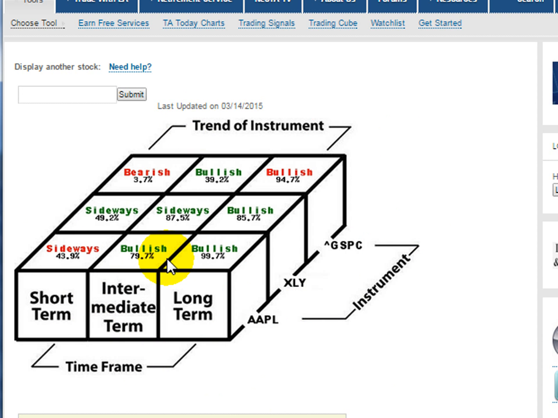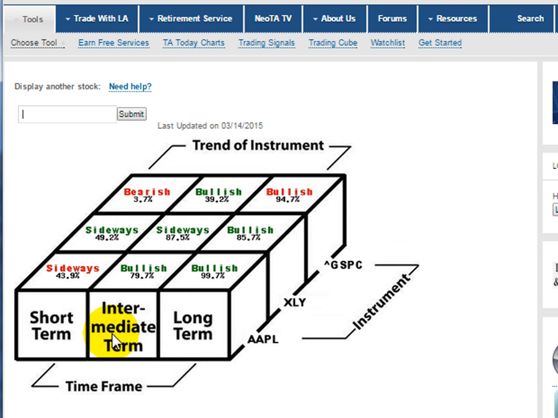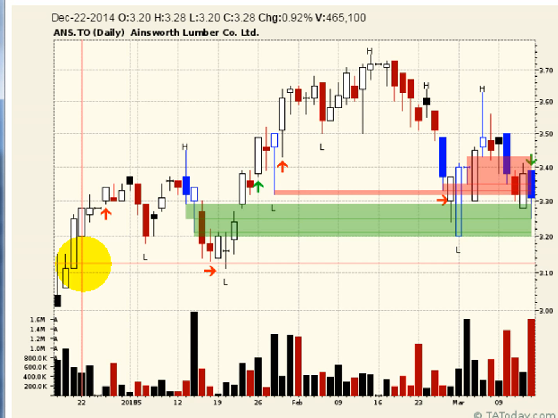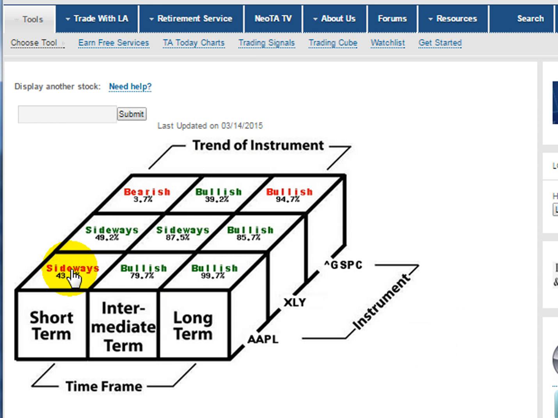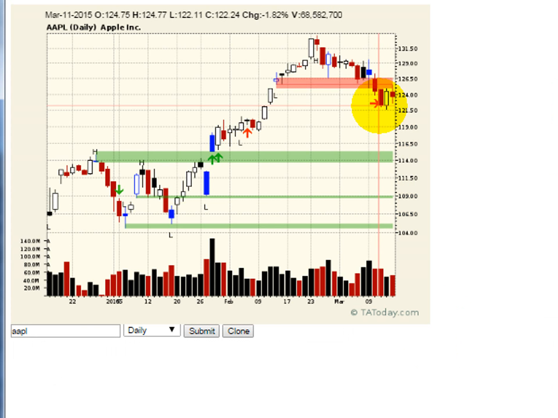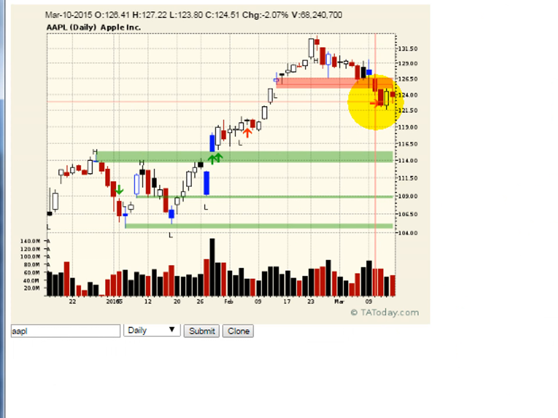So let's now dissect what this means. If I'm looking at the trading cube and I want to know what that stock is doing, I can actually click on that one time frame and it will pop up that time frame view for that particular stock. What I just saw here on the stock said it was sideways. If I go back to the charts, and this is of course the TA Today charts that are being popped up here, they're going to show me that yes, it's sideways. That's what that little arrow shows you.